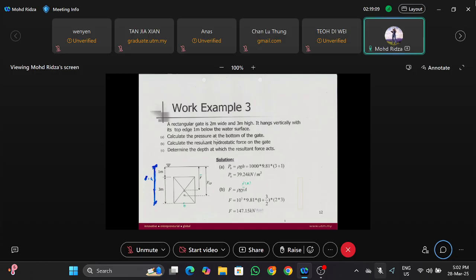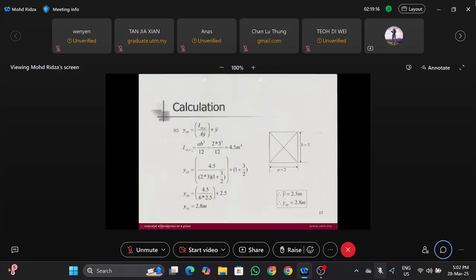So we have to find HP just now. Or in here they call it YCP, HP. So the equation is this one, or you can use HC plus IXX sine square theta divided by HCA. But because our theta is 90 degrees, the gate is 90 degrees, sine of 90 degrees is 1, so they just remove the 1 here. So you only have IXX divided by HCA plus Y bar.